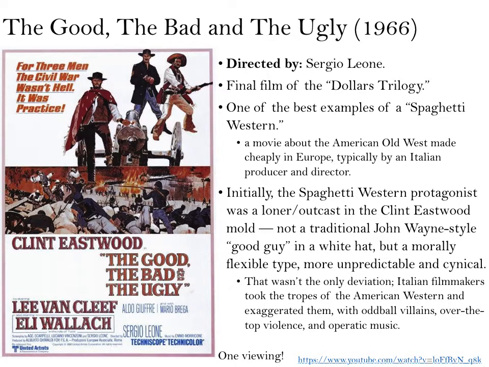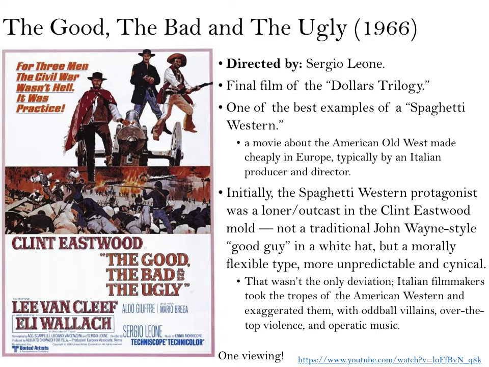Moving on to number 4, we have The Good, the Bad, and the Ugly, 1966, directed by Sergio Leone. This is the final film of the Dollars trilogy, and it's one of the best examples of a spaghetti western. And a spaghetti western is a movie about the American Old West, but it was made cheaply in Europe and typically made by an Italian producer and director.